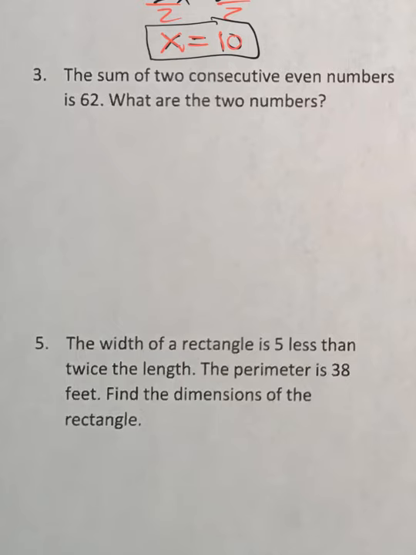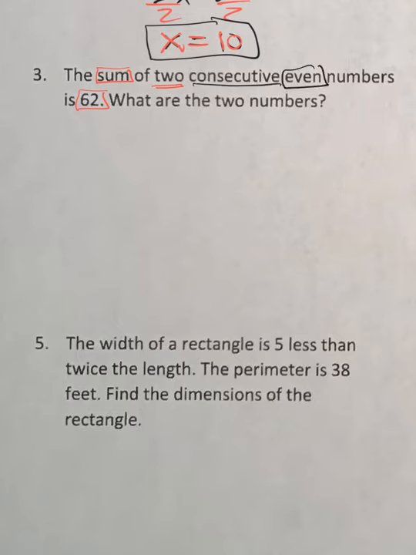In number 3, again, it's the sum of two consecutive even numbers is 62. What are the two numbers? So once again, we are finding the sum, which means we have to add two numbers together, and we want the total to be 62. But this time, they're consecutive even.